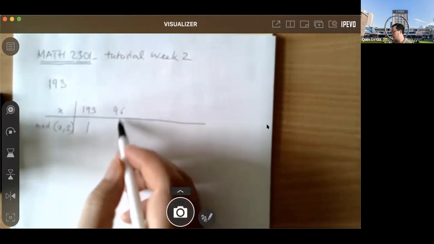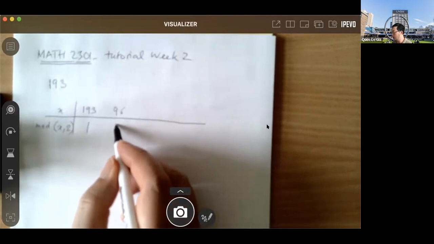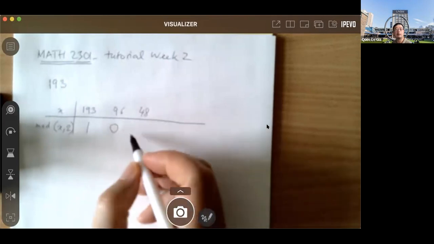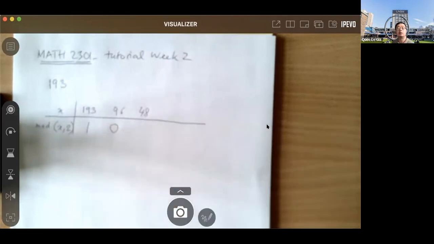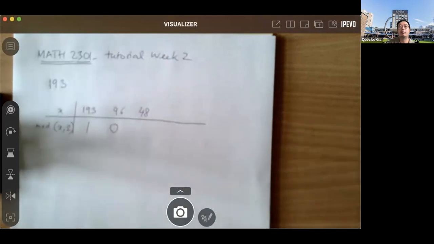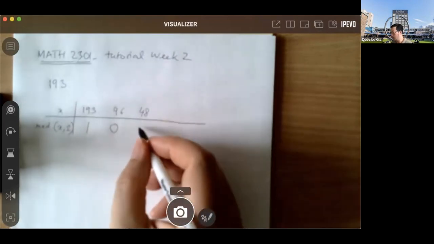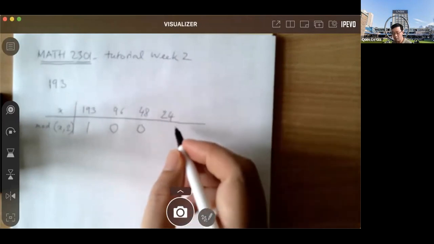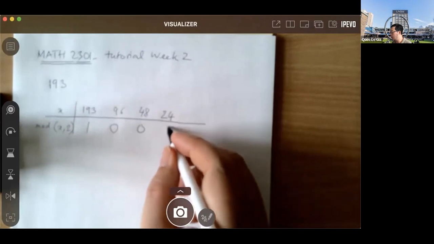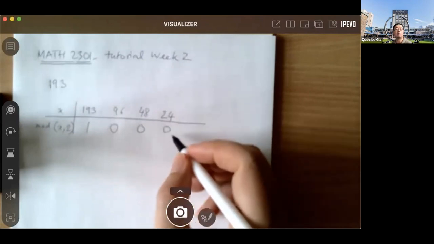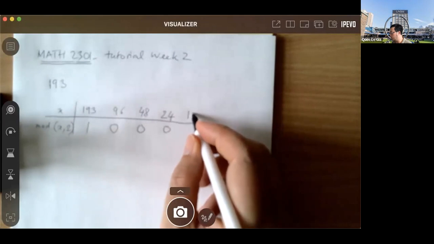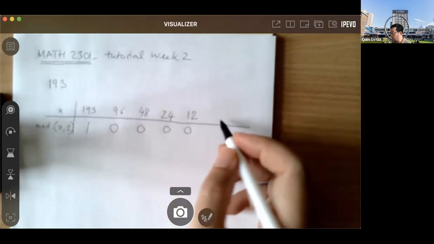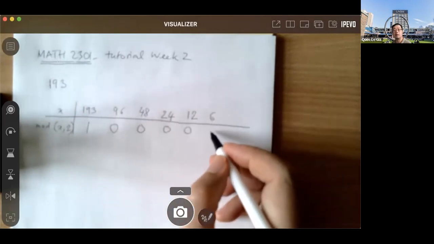Then 96, you divide it by 2, you get a 0 remainder, and you get 48. Then 48, you divide it by 2, the remainder is 0, and you got 24, and so on. So 24 divided by 2, the remainder is 0, and you got 12, and 12 has remainder 0, and then you got 6.